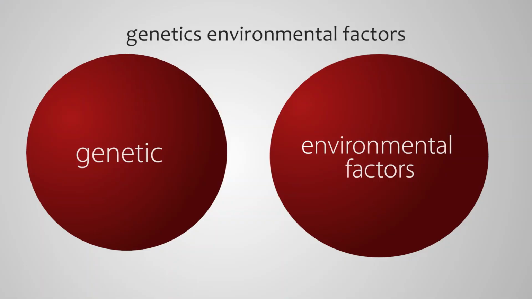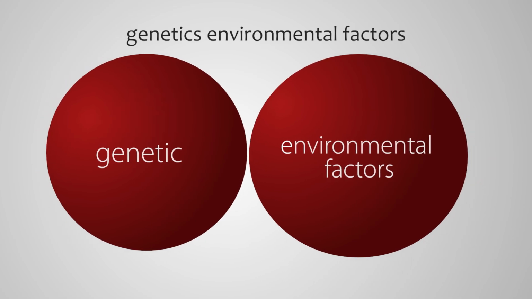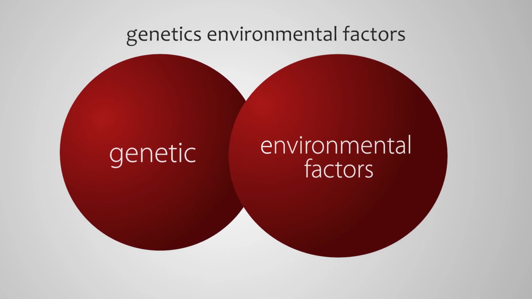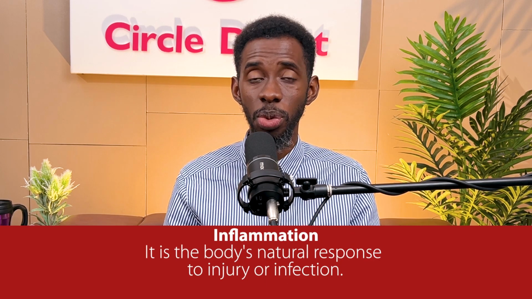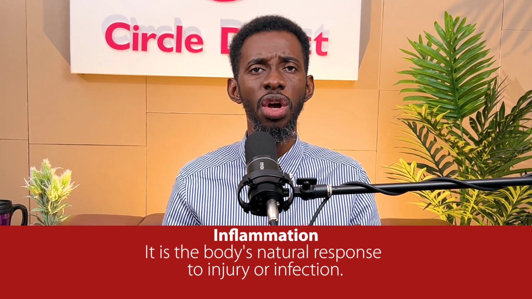Now, while the exact cause of autoimmune diseases remains unclear, we have discovered that genetics, environmental factors, and diet play a significant role in triggering or worsening these conditions. So we're going to talk about the link between inflammation and autoimmune diseases. Now, inflammation is the body's natural response to injury or infection. But in autoimmune diseases, this response becomes chronic and destructive.